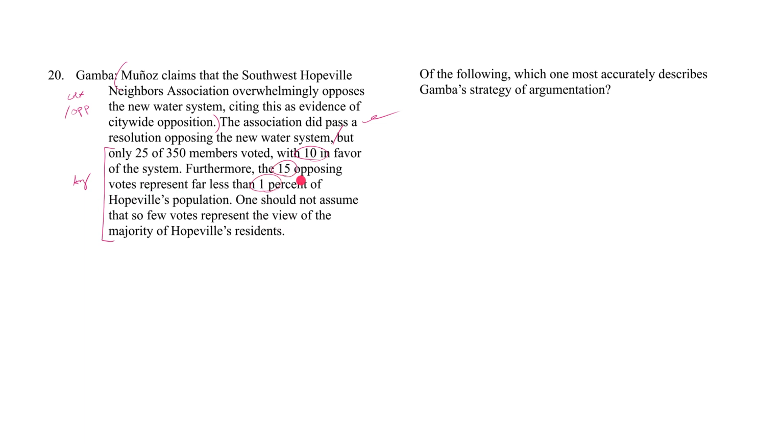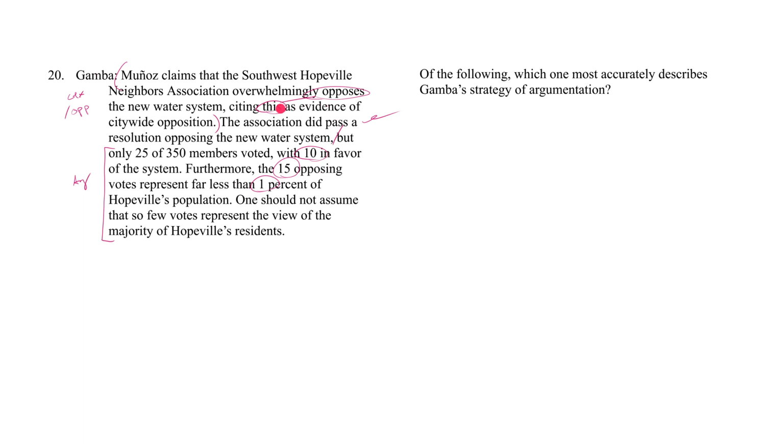The 15 opposing votes that you actually got when the Southwest neighborhood, Hopeville neighborhood association ran, those 15 votes are far less than even 1% of the entire city of Hopeville's population. So one should not assume that so few views represent the view of the majority of Hopeville's residents, which is what Muniz is trying to conclude, right? Muniz cites this, right? What is this? This refers to the overwhelming opposition to the water system.